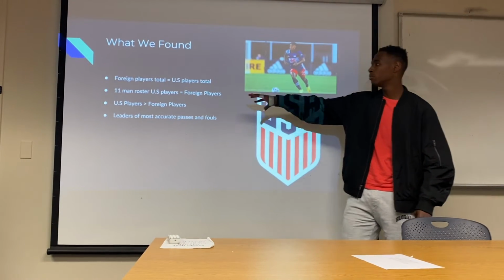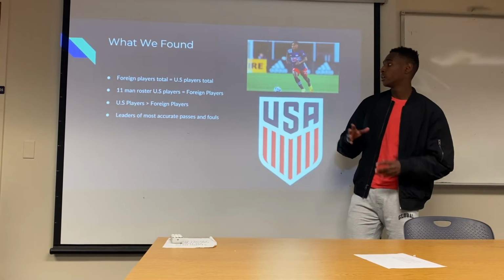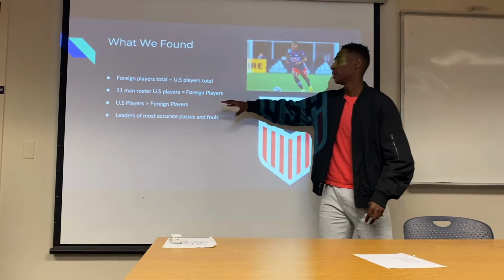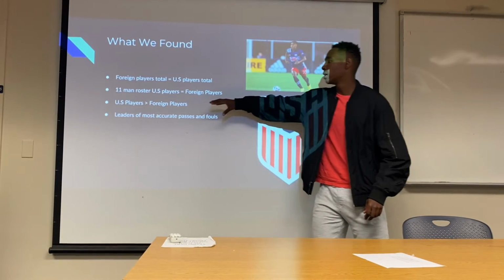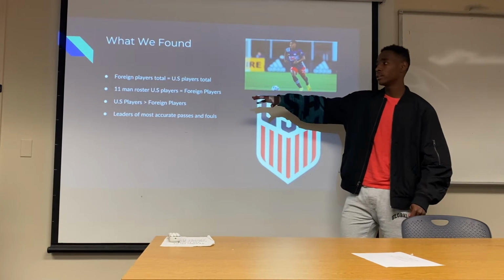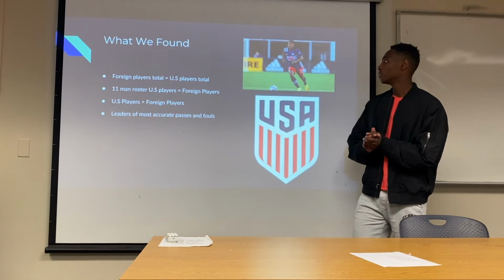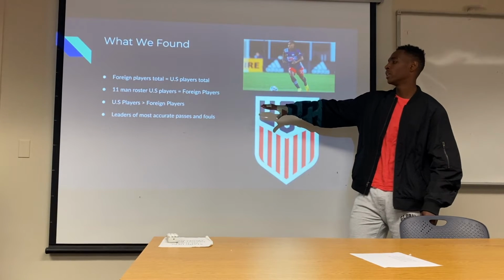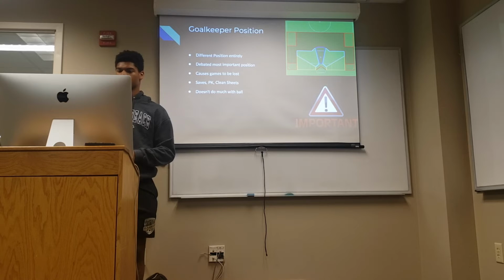So for the 11-man roster, we found that there were more US players in this roster than 49ers players. And what we got here is that there were more US players in these statistics than 49ers players. And we also found that the defensive line are the leaders in most accurate passes and fouls.